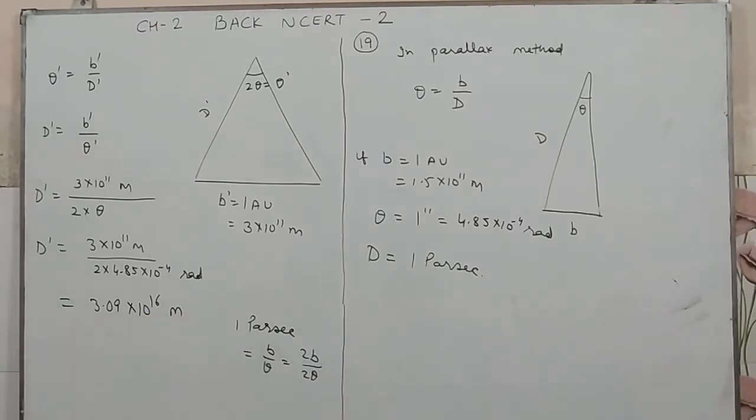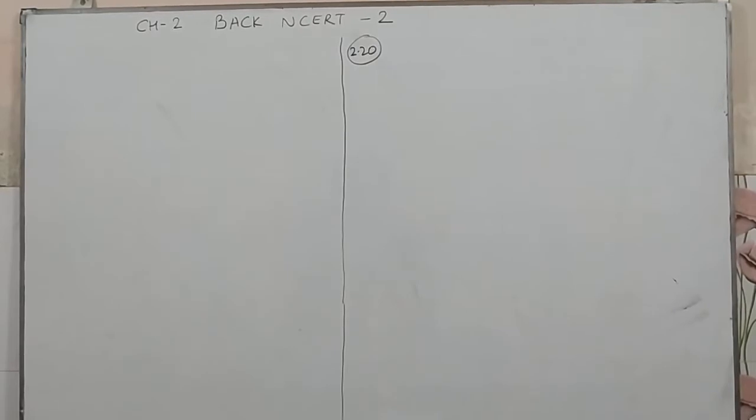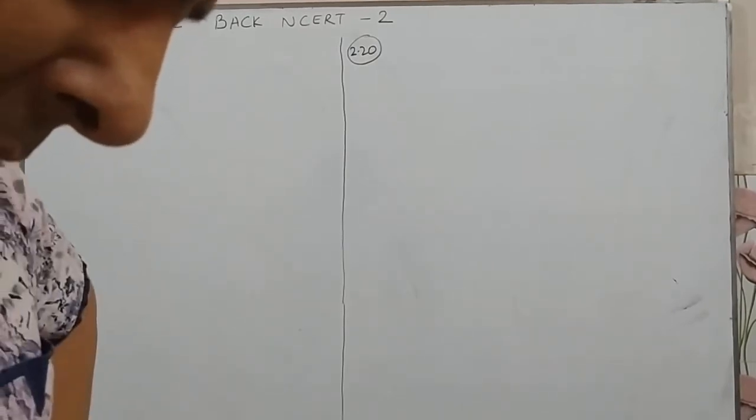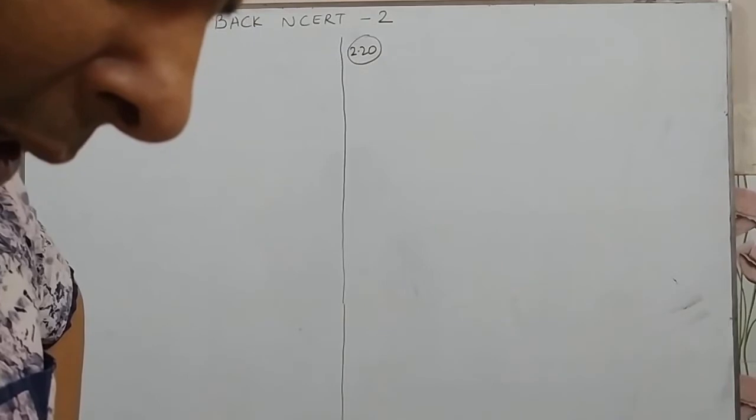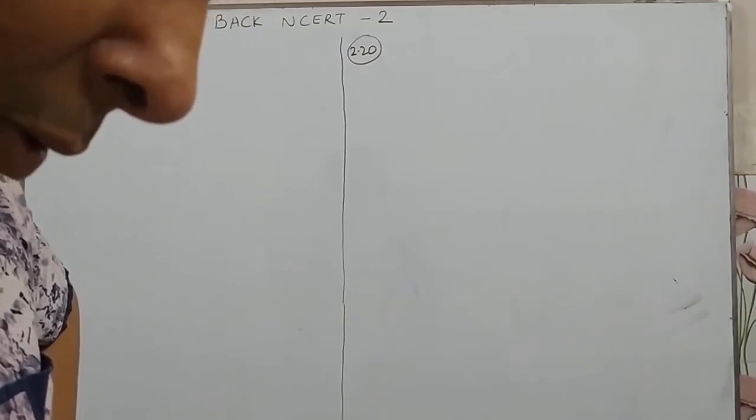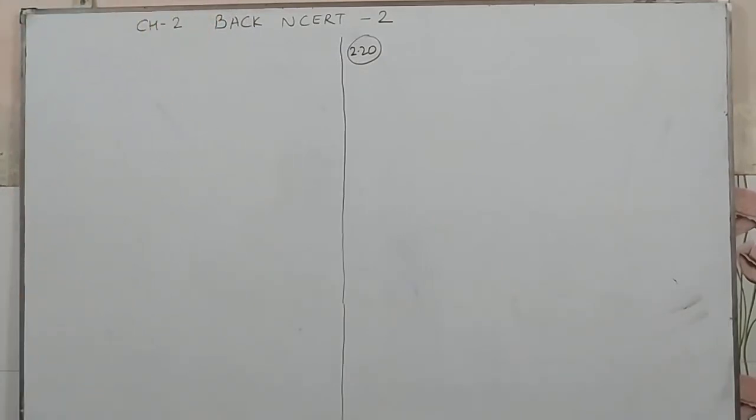In the 20th question, they have given the information that the nearest star to our solar system is around 4.29 light years away. How much is this distance in terms of parsecs? That's quite easy to solve. Let's see the first part.